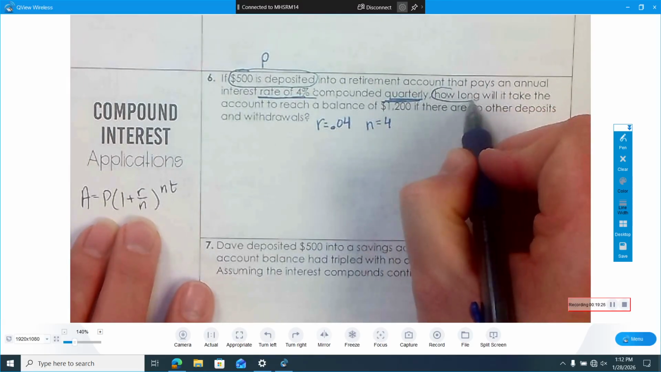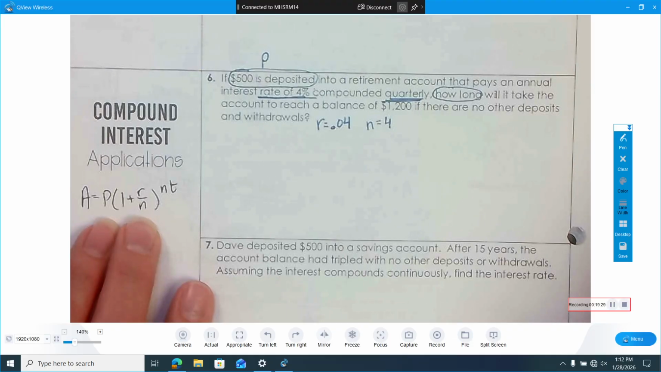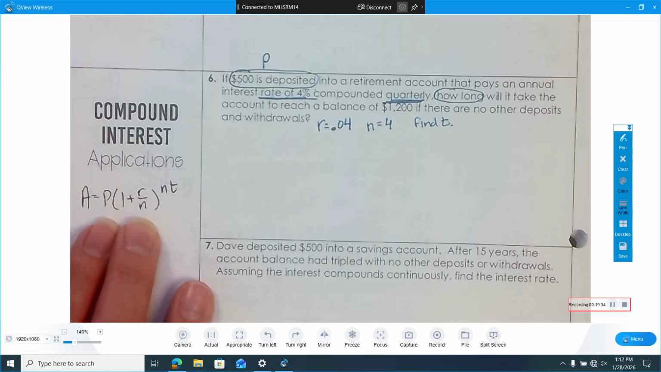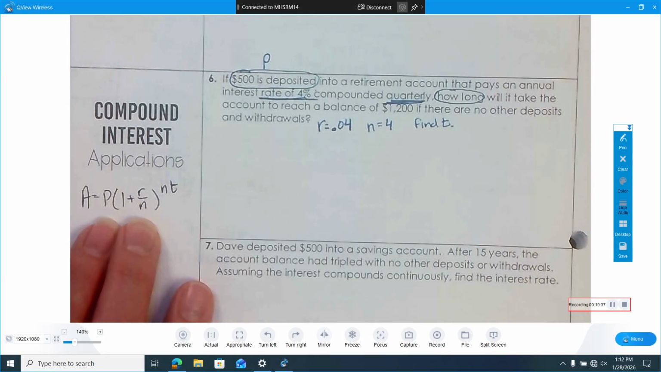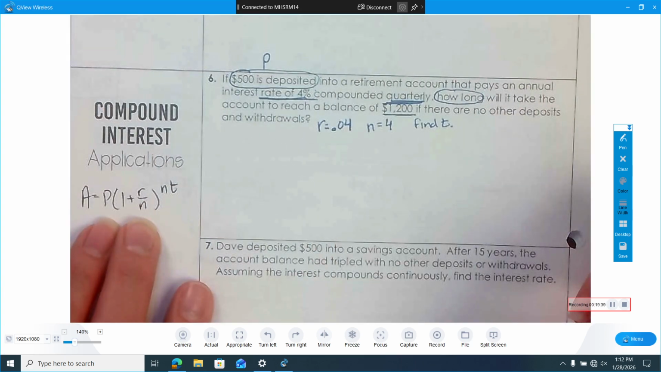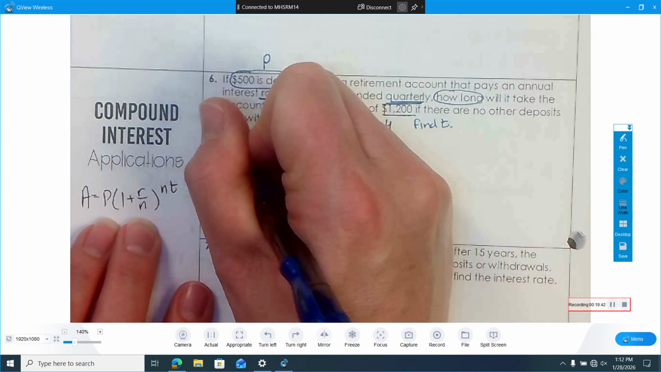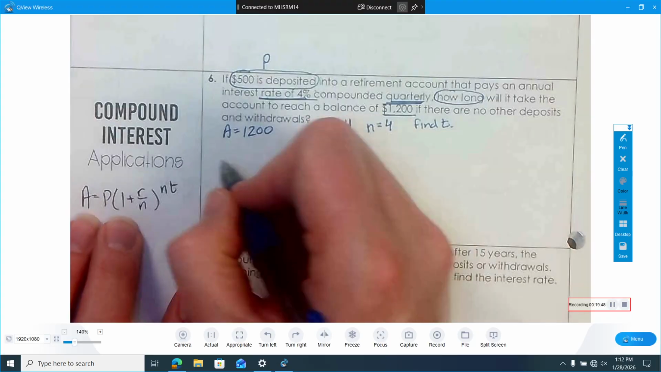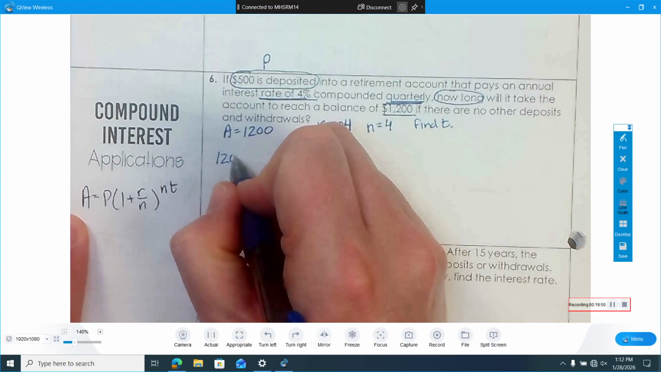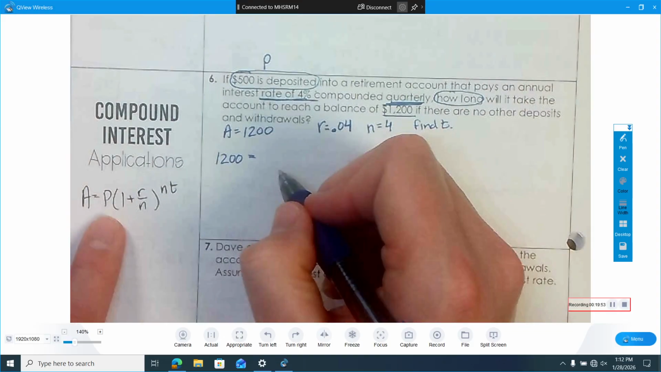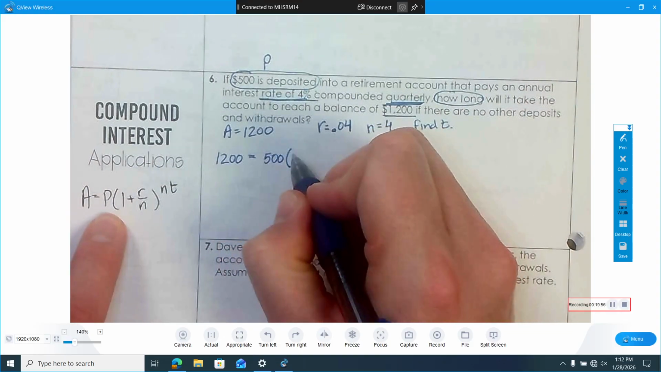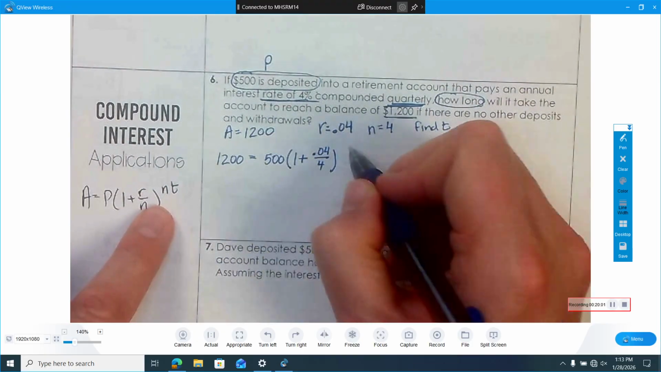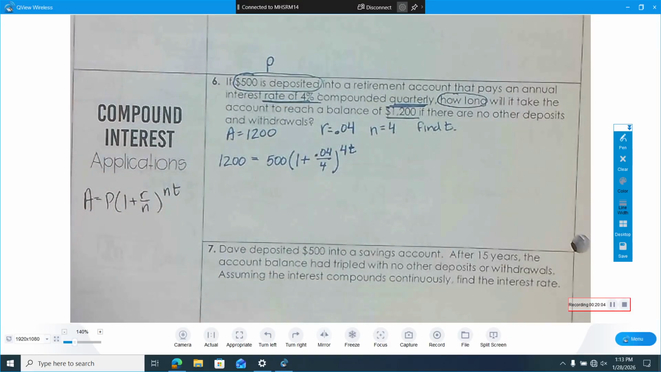How long? What are we trying to find? Find T, yeah, find T is our goal. How long will it take the account to reach a balance of $1,200? So what's the $1,200? The A is $1,200. All right, so now I know I can plug everything in. So we're going to have in place of A, $1,200. Our principal we started with was 500 times 1 plus 0.04 over 4 to the 4 times the time.